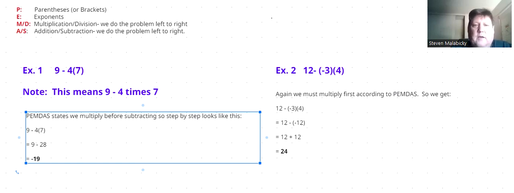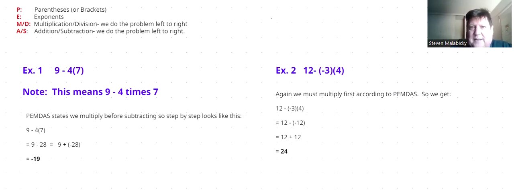Okay, example 2. This is similar, except here you've got a negative times a positive, so you've got to pay attention to those rules we learned last video. So 12 minus negative 3 times 4, we're going to multiply first. So I'm going to drop down the 12. Remember, I'm doing step by step, one step at a time. So I'm going to drop down the 12. I'm going to drop down this minus sign, and the negative 3 times 4 is a negative 12.